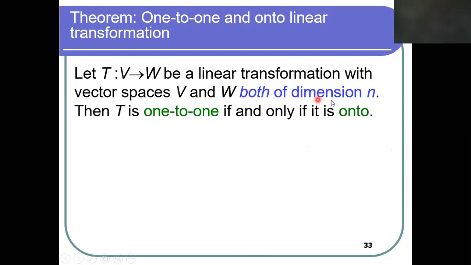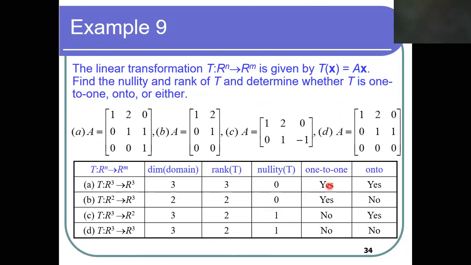Both have the same dimension. Then T is 1 to 1 if and only if T is onto. In that case, T is 1 to 1 as well as onto, because the dimension of the domain and the dimension of the codomain are the same.